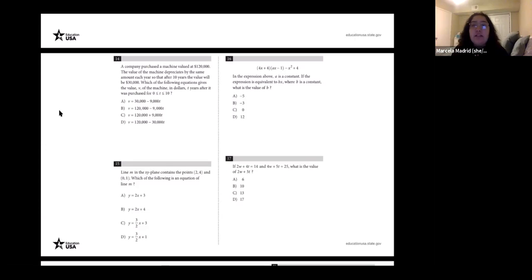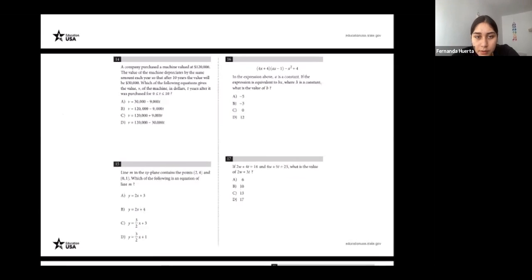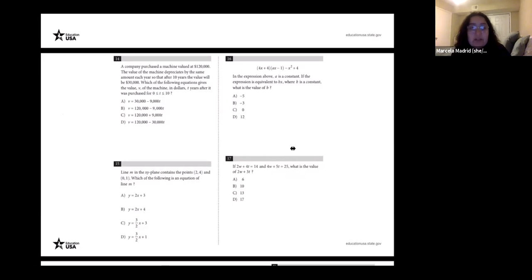So did you have an answer choice for number 14? I think it was B. Yeah. So for 14, B is correct. So you're right. Because you subtract 120,000 minus 30,000, 90,000 over 10 years, divide by 10, 9,000. So yeah, you're going to get B. Okay, so moving on to question 15.